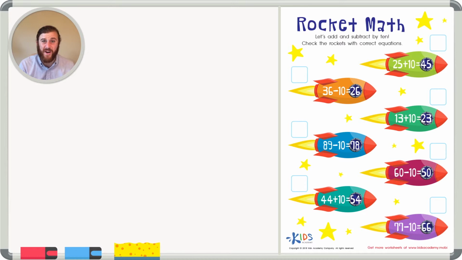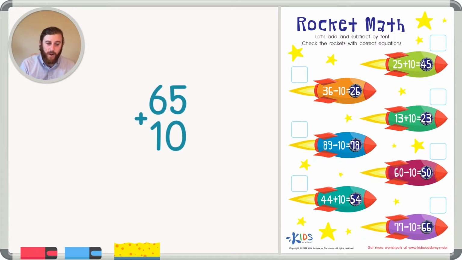Do you think you could do one in your head? What if we had 65 plus 10? Well, let's see. 5 plus 0 is just 5. And 6 plus 1, well, 1 more than 6 is 7. So I know that 65 plus 10 is 75, because the only number that changes is my 6.